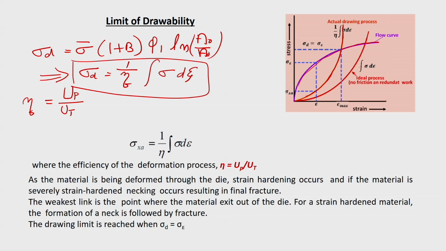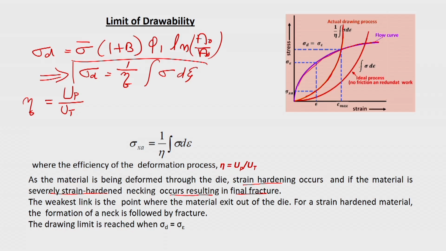Now, as the material is being deformed through the die, strain hardening occurs, and if the material is severely strain hardened, necking occurs, resulting in final fracture. But when you are pulling the material for the wire drawing operation, the weakest link is the point where the material exits the die. Inside it is compressive stresses. The other part already has sufficient strength, but the part which is about to exit is the weakest part of the link.